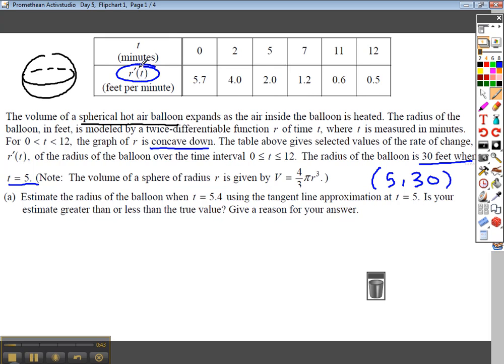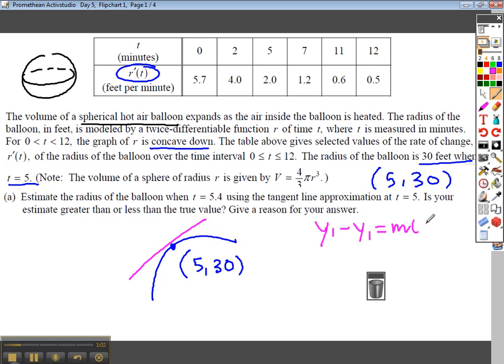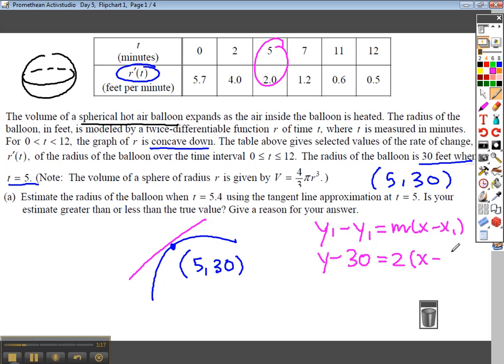The first thing says estimate the radius of the balloon when t equals 5.4. Well, I don't know much. I just know that it's concave down, and I know that there's a coordinate here that's 5, 30. I want to use a tangent line to estimate what it is at 5.4. So tangent line, again, we're always going to use point slope. y minus y1 equals m(x minus x1). Obviously, it's going to go y minus y sub 1, which is 30, is equal to, now the slope is the slope at 5. The slope at 5 is 2, so 2 times x minus x1, which is 5.